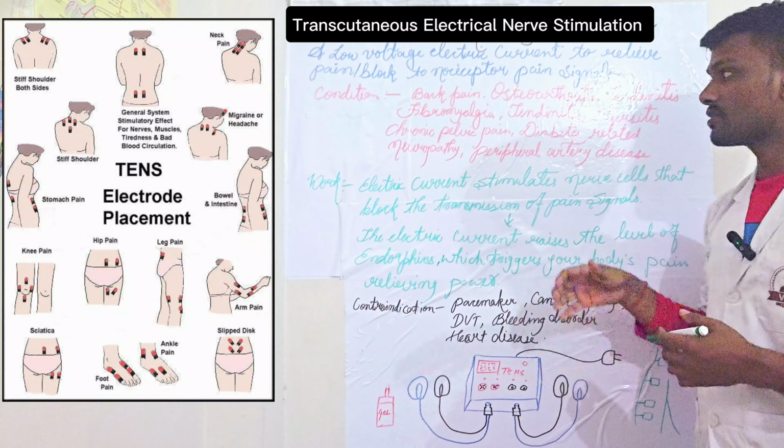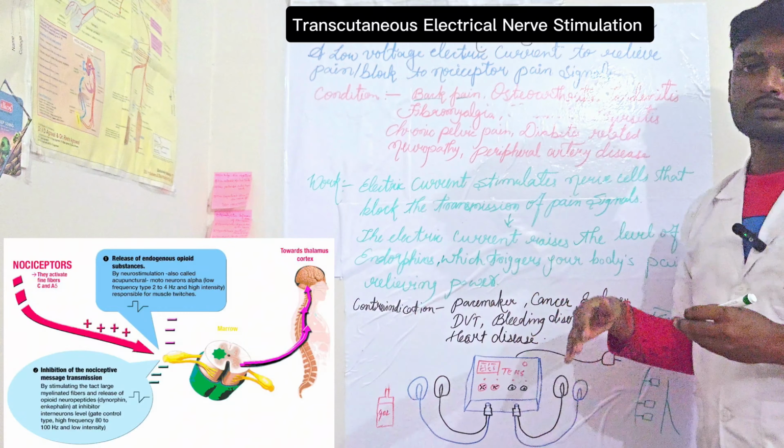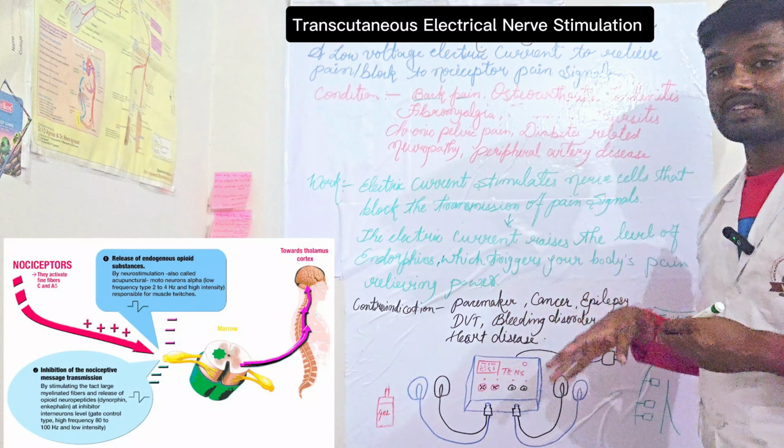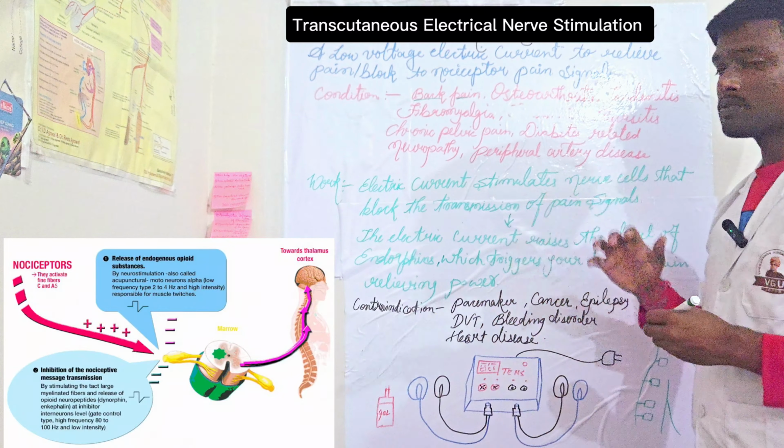Bursitis, where there is bursa inflammation, so we can also apply the TENS machine. Next is chronic pelvic pain, which is pelvic pain from nerve compression, so we can apply the TENS machine over the motor points to stimulate them and reduce the pain. Next is diabetes related neuropathy, which occurs in our lower peripheries, so we can apply the TENS machine to reduce the pain. Peripheral artery disease, any artery disease in the lower limb that causes radiating pain, we can also apply the TENS machine.